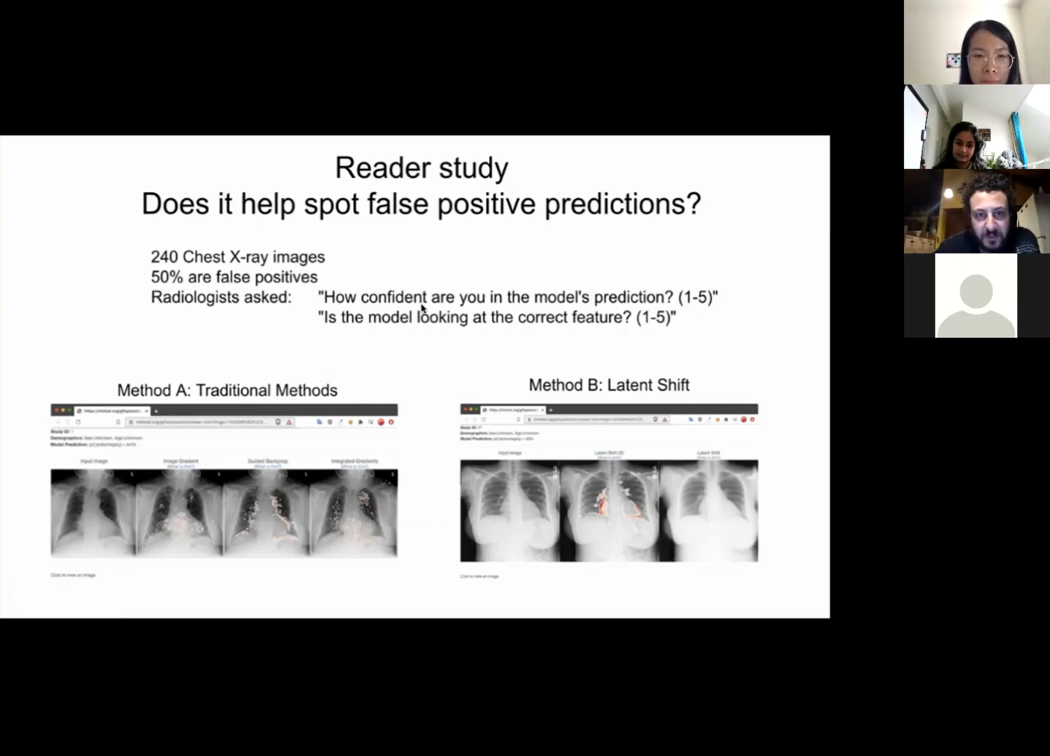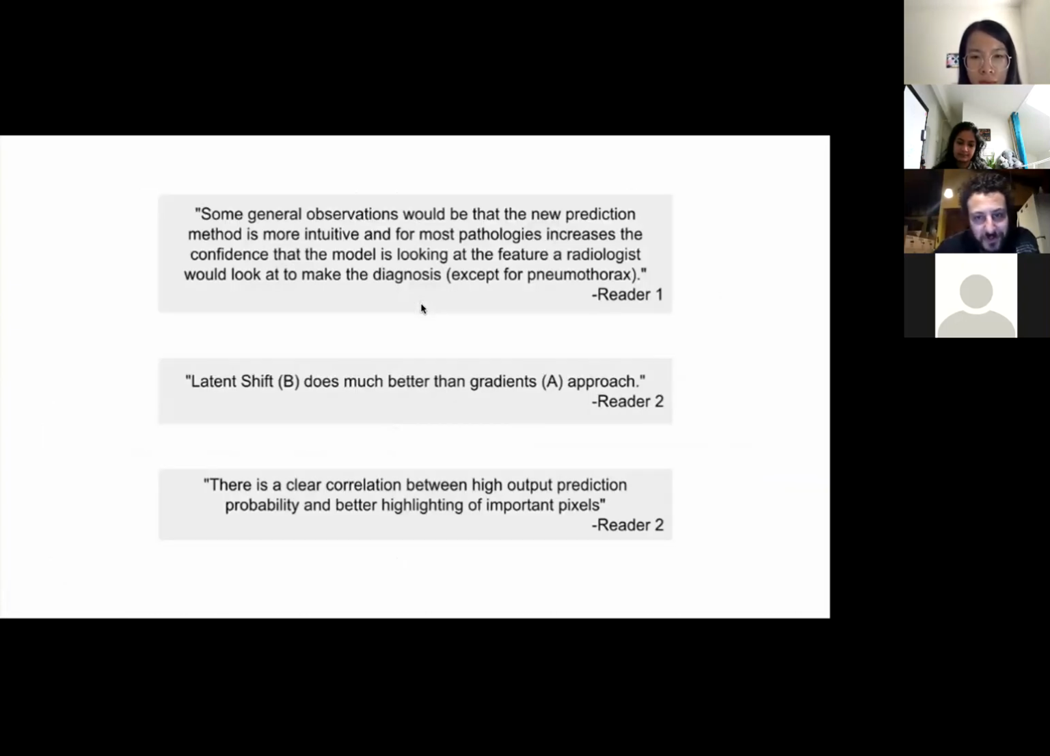Before I talk about the results, some feedback: generally they say that the new prediction method is more intuitive for most of the pathologies, and then pneumothorax doesn't make any sense, which is consistent with the IOU results we got. Latent shift does much better than gradients, right? So B is much better than A. These are all really, I guess, celebratory.